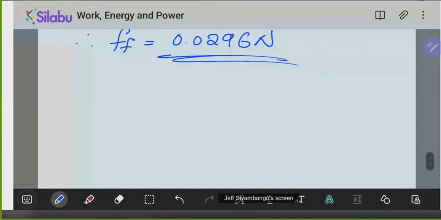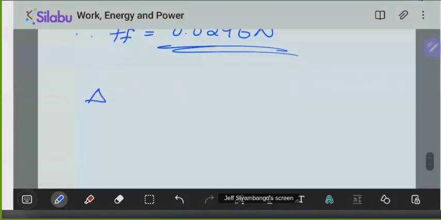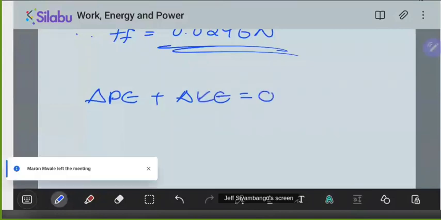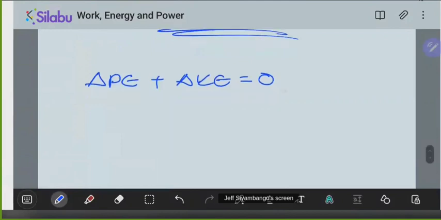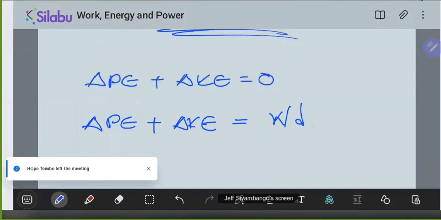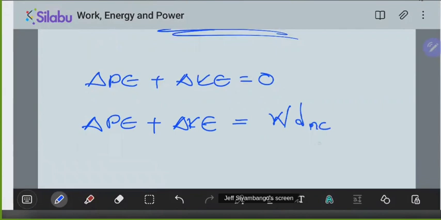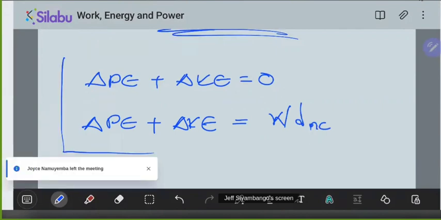So we looked at the conservation of energy in this form: change in PE plus change in KE is equal to 0. This is for mechanical forms of energy only, and when non-conservative forces are absent. And then we also saw that change in PE plus change in KE will be equal to the work done by the non-conservative force, that is, if non-conservative forces like friction are present. So these are the two forms of the conservation of energy that we saw.